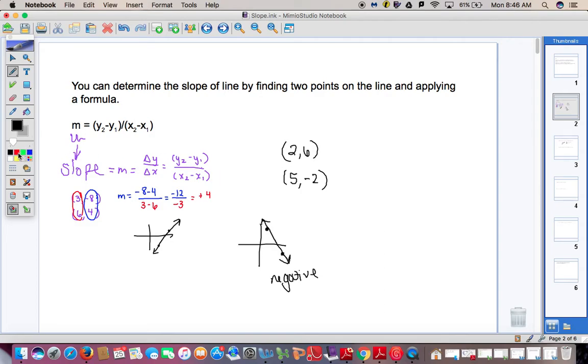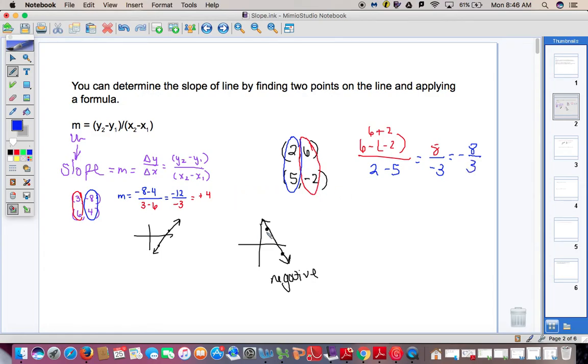Okay, so again, stack and subtract. If I subtract my y values from each other, I've got 6 minus a -2 divided by, now I'm going to subtract my x values from each other, 2 minus 5. 6 minus a negative 2, these two negatives make a positive, so I really have 6 plus 2, which is 8. 2 minus 5 is negative 3. A positive divided by a negative is simply a negative. So my answer for my slope is negative 8/3.